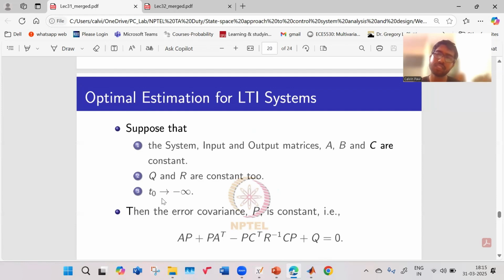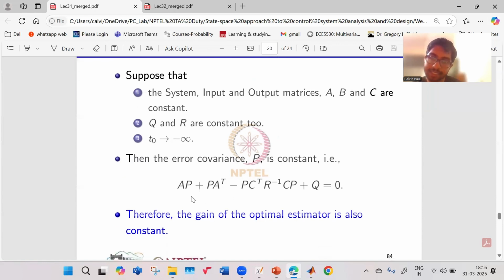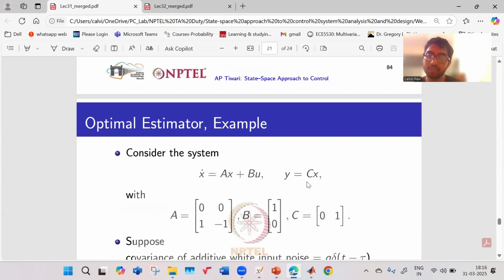That means we consider that the system is at some state, with the initial time being long back. So what happens when we assume all this is that the error covariance P is constant. And this is the equation which has to be solved. Once this equation is solved, we can get the gain K which is required.